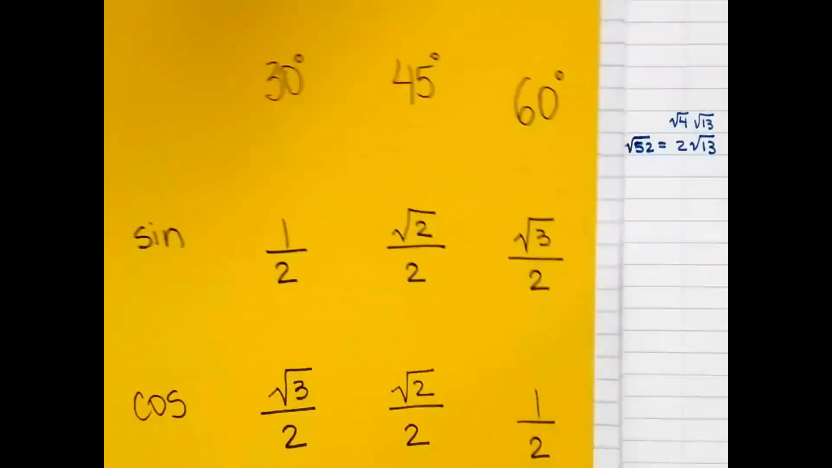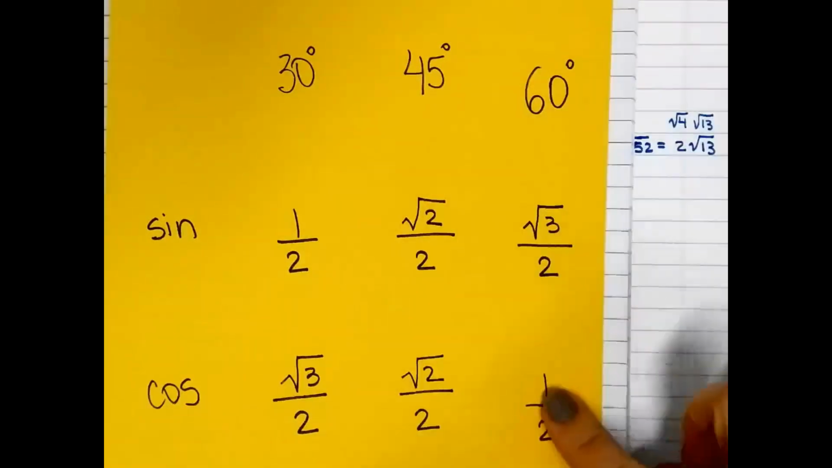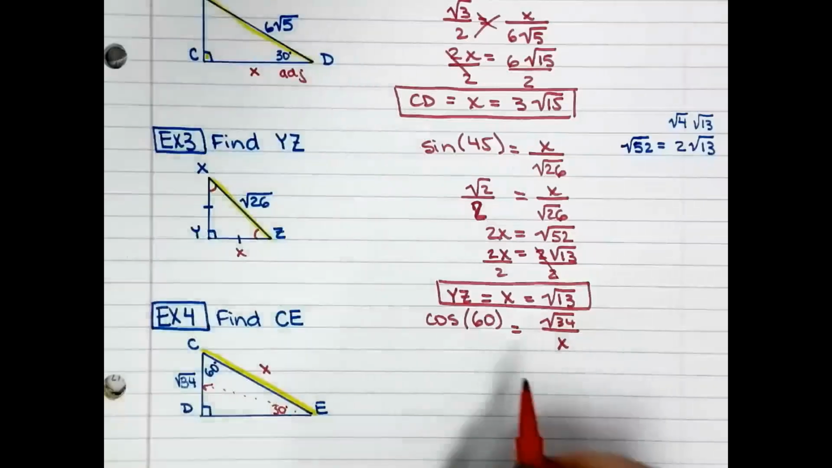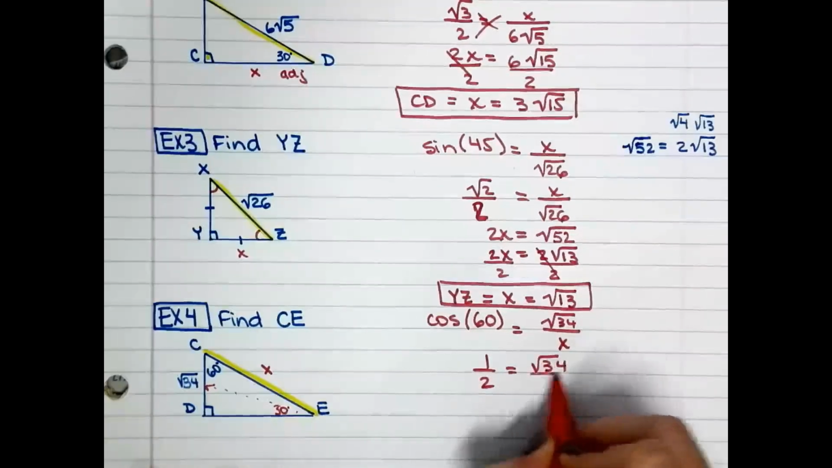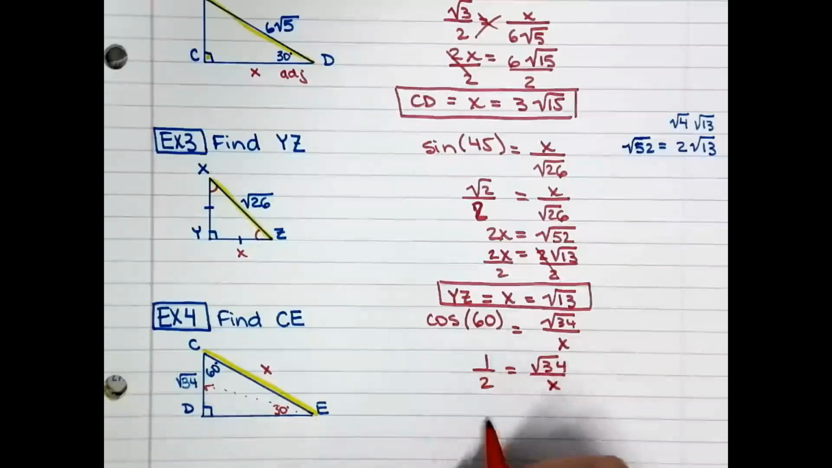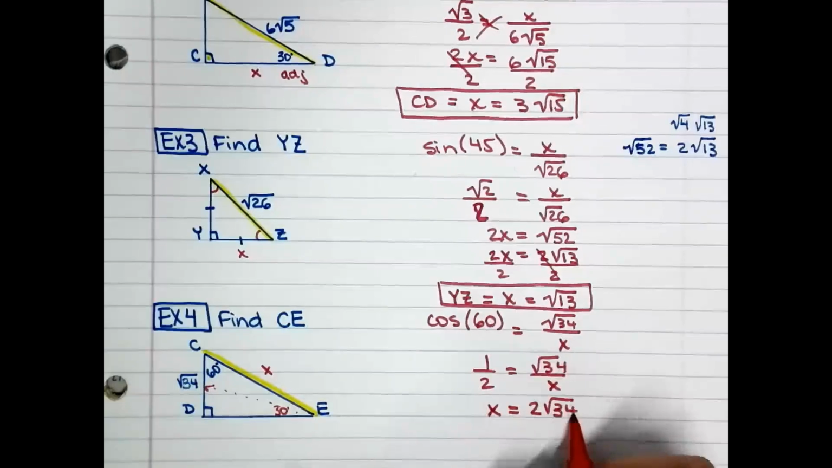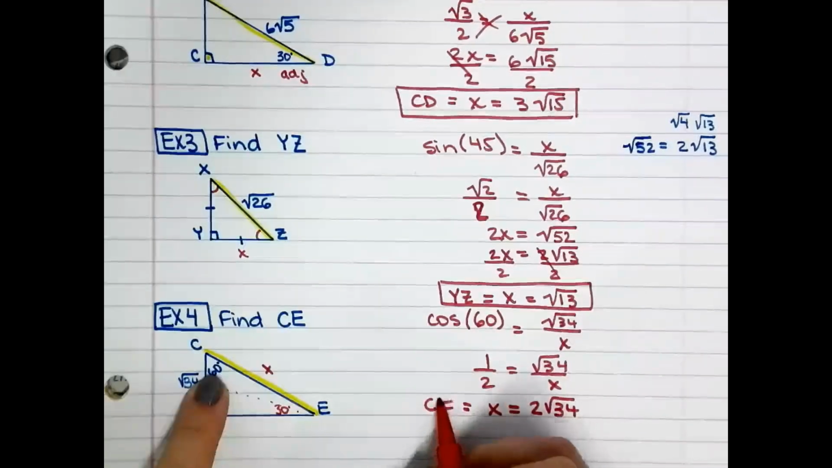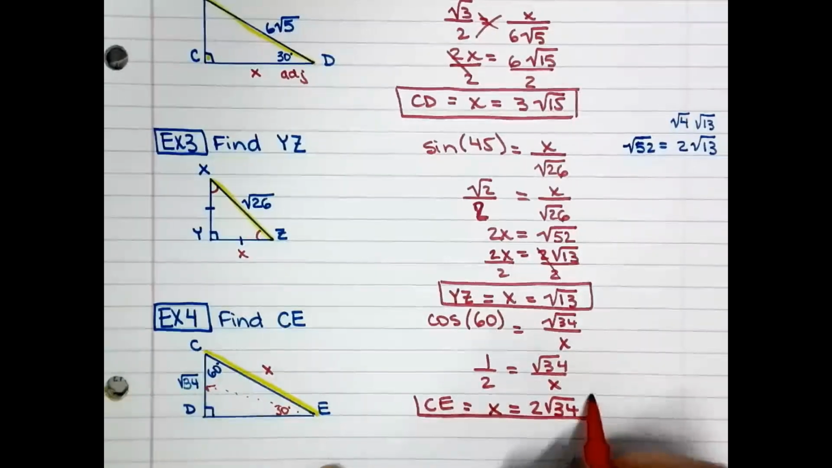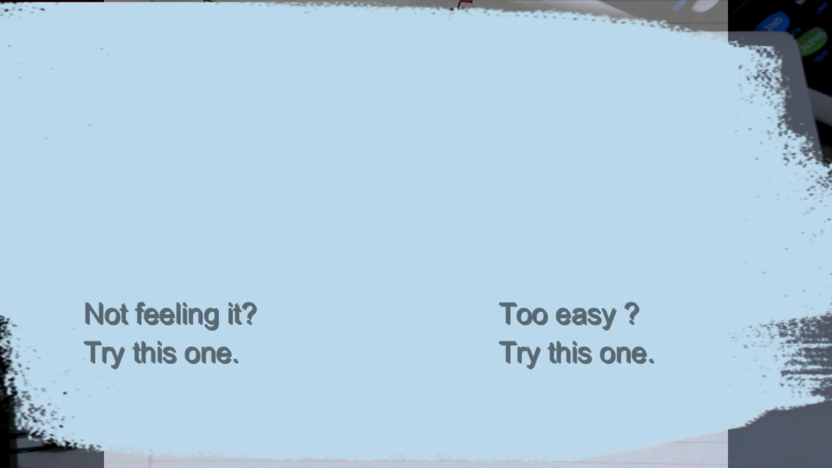Cosine of 60, it's right there, 1 over 2. So 1 over 2 equals square root of 34 over x. Cross multiply, you have x equals 2 square root of 34. And that is CE that the question is asking. Voila, hope this helps.